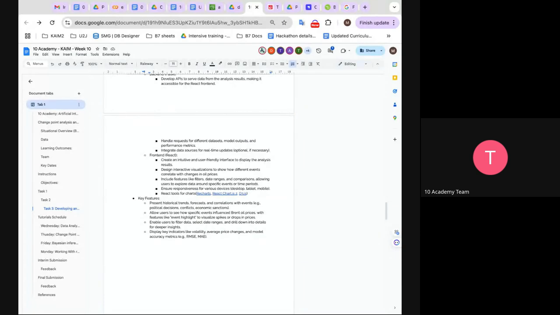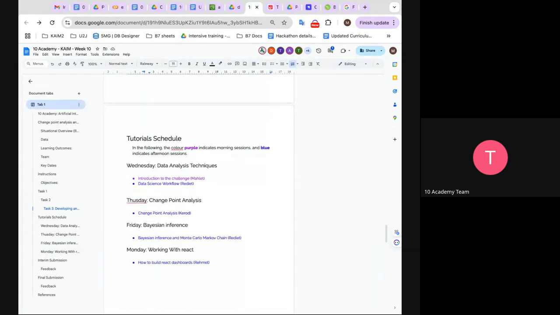But there are already built-in dashboards. You can customize them, and they need only a bit of JavaScript knowledge. Or if you want to do it another way, you can use Streamlit or any of the tools that we have used previously. But for this one, I recommend you use React.